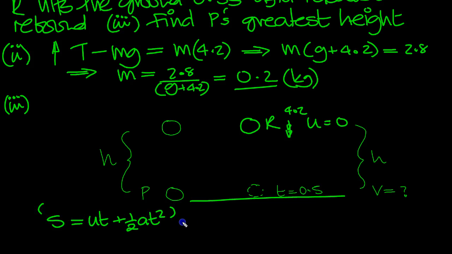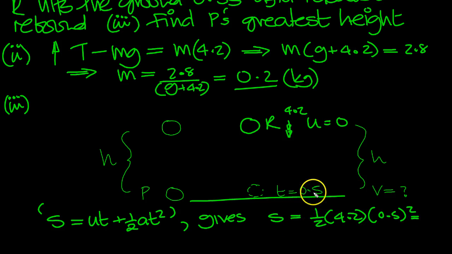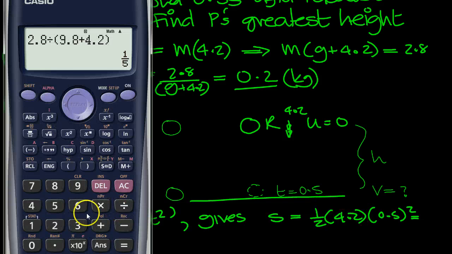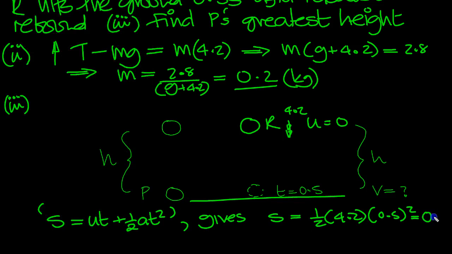So this formula then gives, we know u is 0, so s will equal half of 4.2, times the 0.5 squared, which is t squared. So half of 4.2 is 2.1, so I'll put it in straight away, times 0.5 squared. 0.525. And that's meters. So h is equal to 0.525. So there's where P goes to here then, from here.